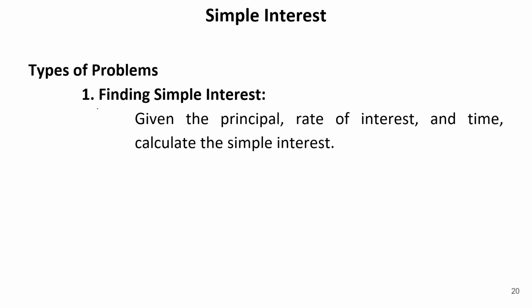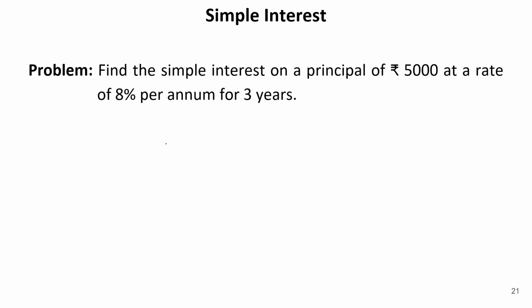Let's see problem type number 1: finding simple interest. Given the principal, rate of interest, and time, calculate the simple interest. Find the simple interest on a principal of 5,000 at a rate of 8% per annum for 3 years. Here this is the principal amount, 8% is the rate, the percentage of return per year, and the time period is given as 3 years.